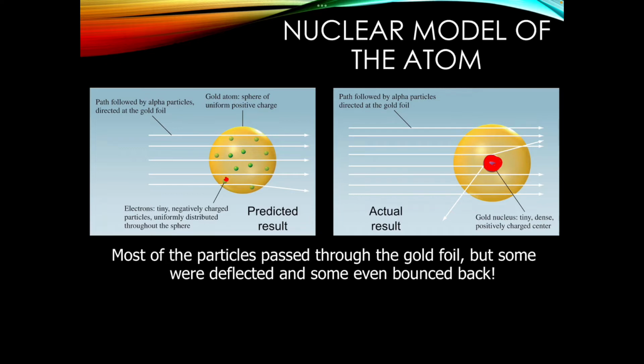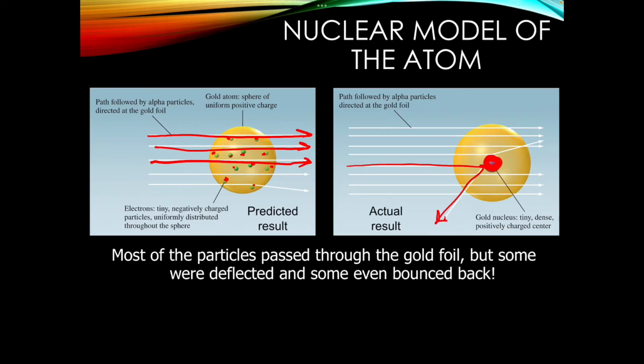What we thought before is that there were just these electrons scattered throughout the atom. And if they were electrons, those are negatively charged, so the alpha particles were just going to go right through. That was what he predicted to happen. But what really happened is that instead of going right through, there was something in the middle that's hitting it and bouncing off.